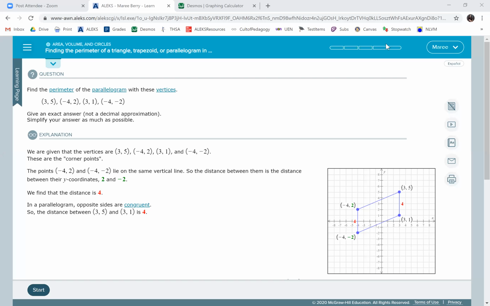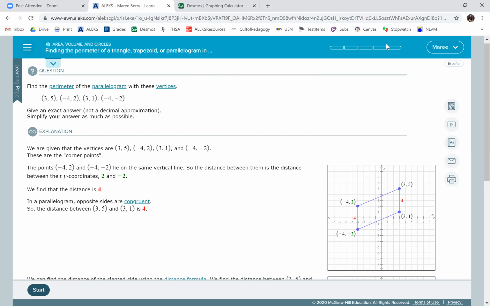We're finding perimeter here, so we just need to find the distance between all the points and add up all the sides. So let's see. Wait a minute. Yeah, we're finding the perimeter. Oh, yeah, so you have to find the distance between points.